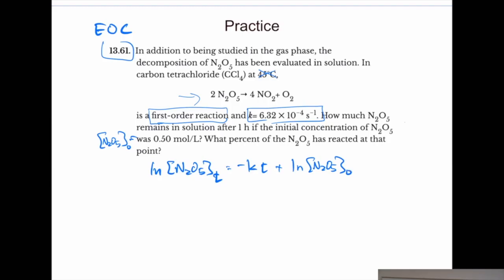And now let's plug in the values that we know. So this is going to be the natural log of 0.50 molar, that's the initial concentration. We're told what K is. K is 6.32 times 10 to the minus 4 per second.